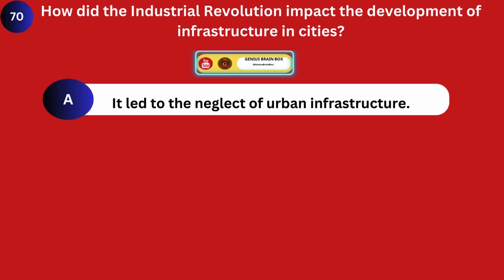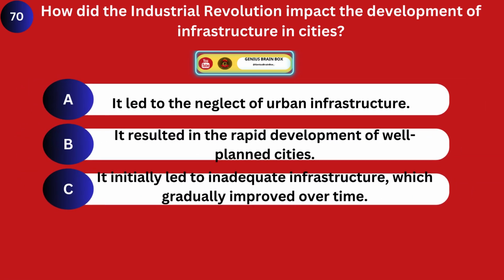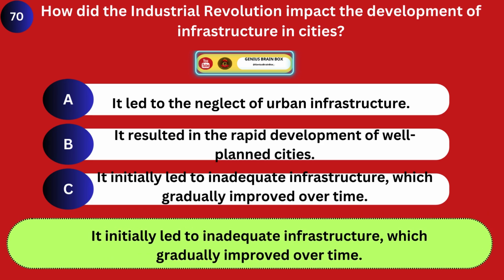How did the Industrial Revolution impact the development of infrastructure in cities? Option A. It led to the neglect of urban infrastructure. Option B. It resulted in the rapid development of well-planned cities. Option C. It initially led to inadequate infrastructure, which gradually improved over time. Correct answer is: it initially led to inadequate infrastructure, which gradually improved over time.